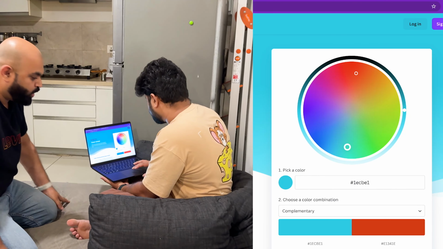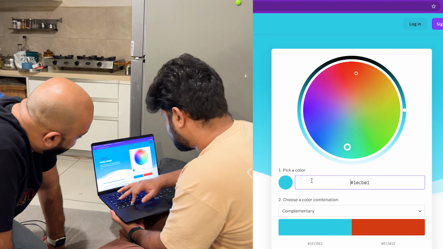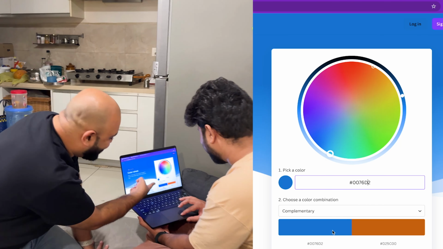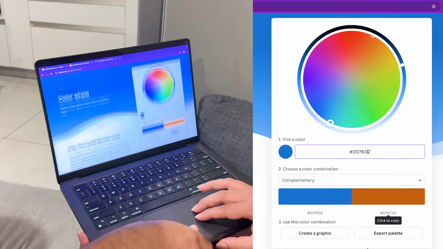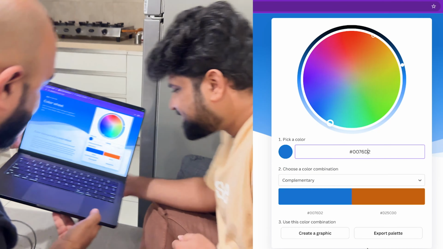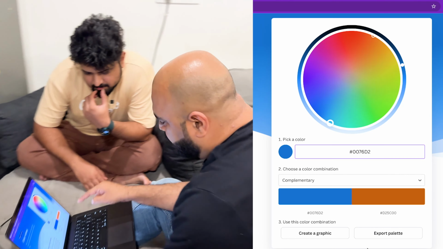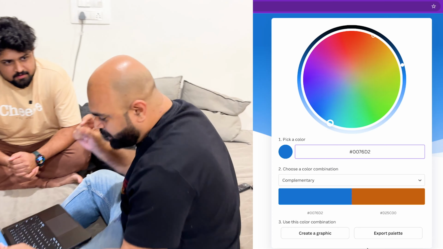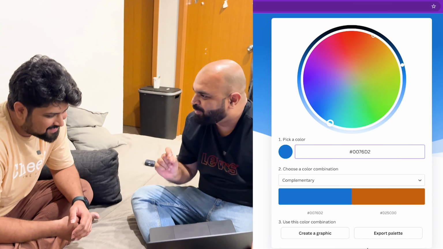So do one thing. Put that blue color over here. Let's see what will happen. See, the moment you put that blue, orange came as the complementary color. I was wondering why it is matching so well. I knew there had to be some relationship, but I didn't know it was going to be exactly complementary, right?